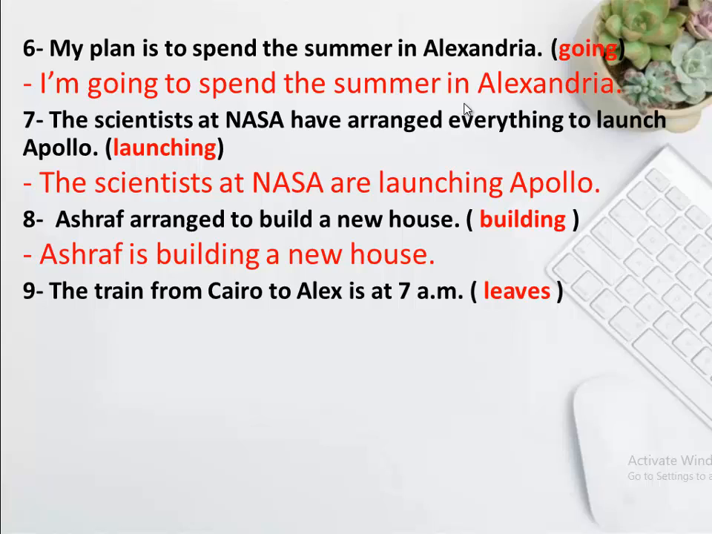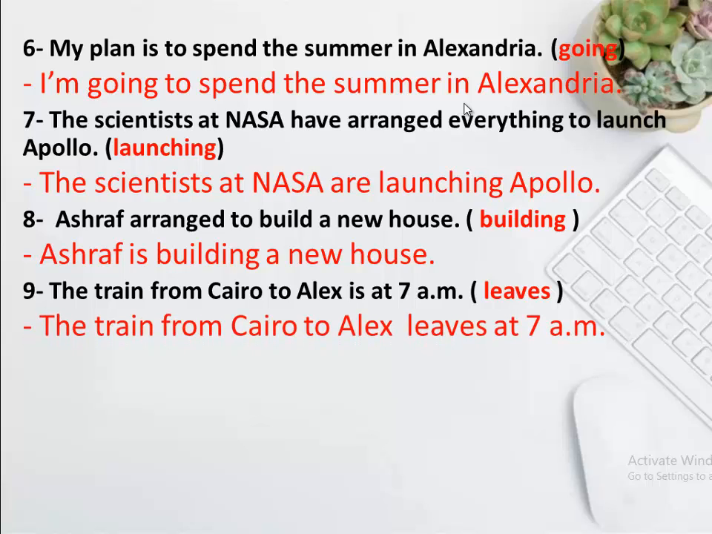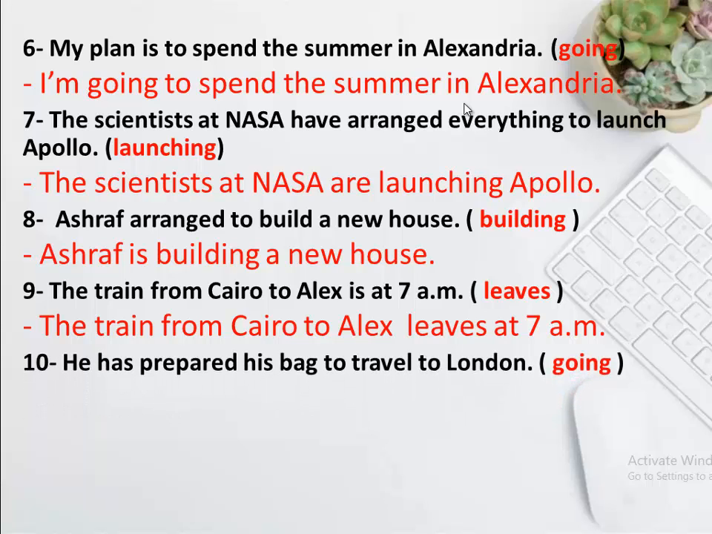Number 9: The train from Cairo to Alex is at 7 a.m. We will use the present simple. The train from Cairo to Alex leaves at 7 instead of is. Number 10: He has prepared his bag to travel to London. He has prepared, so he arranged. So we will use the present continuous, not going to. So he is going to London.